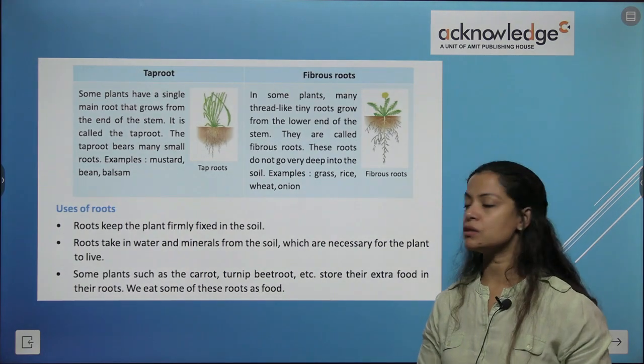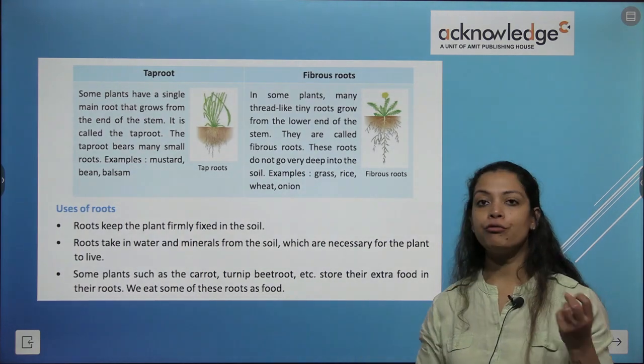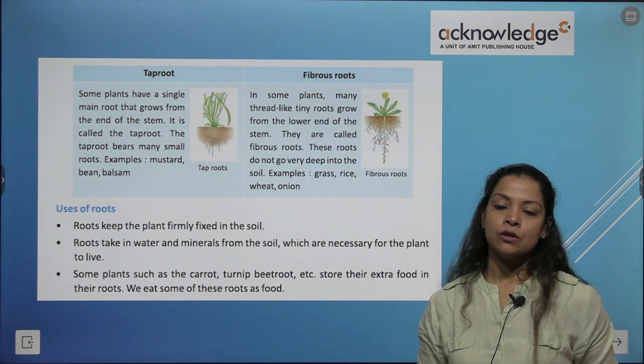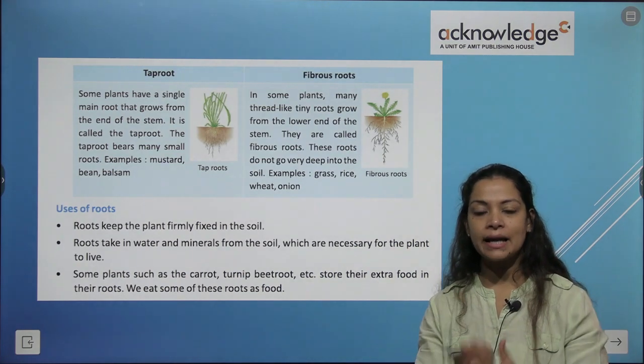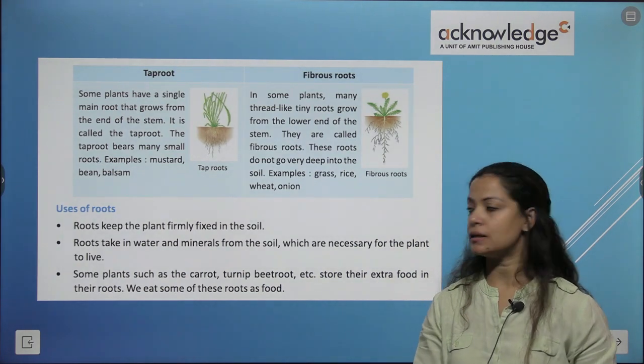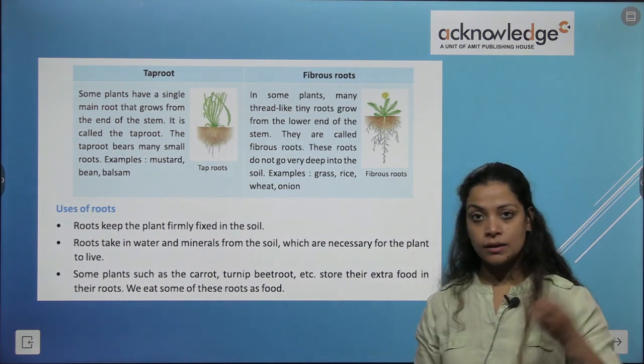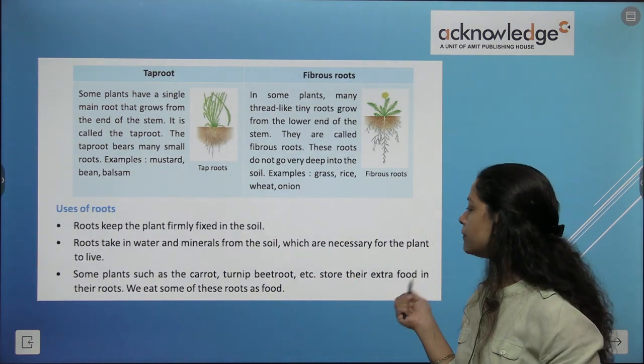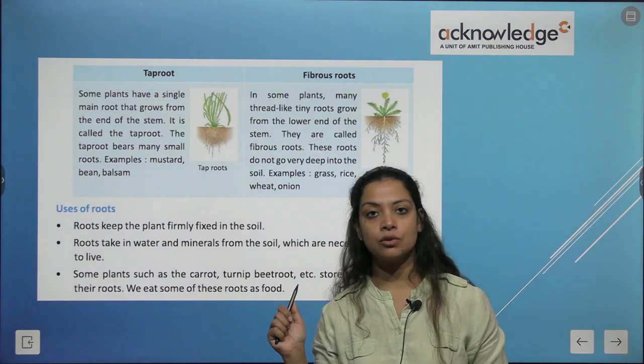Now what are the uses of root? Roots keep the plant firmly fixed into the soil. तो root क्या होता है? बहुत tightly, firmly plant को पकड़ के रखता है. Roots take in water and minerals from the soil which are necessary for the plant's growth.